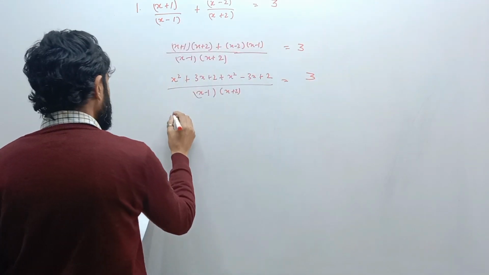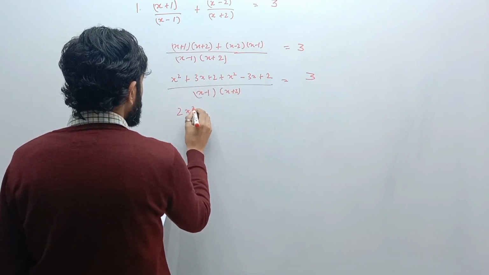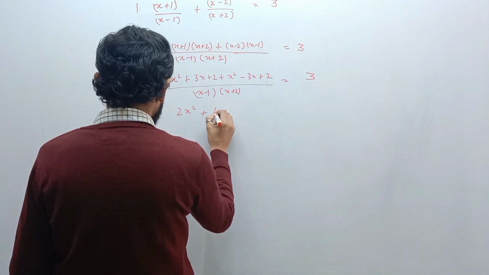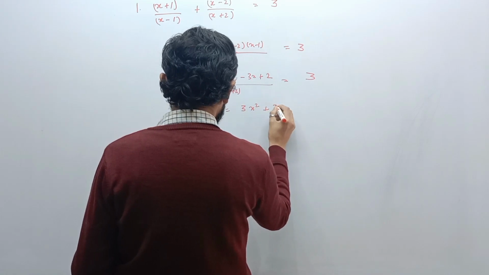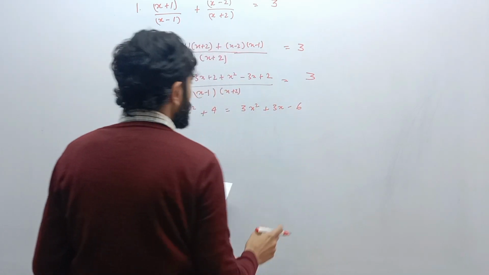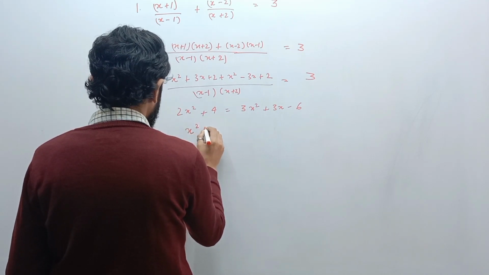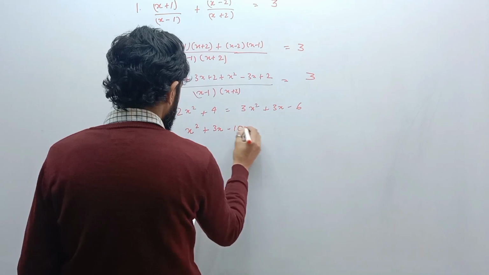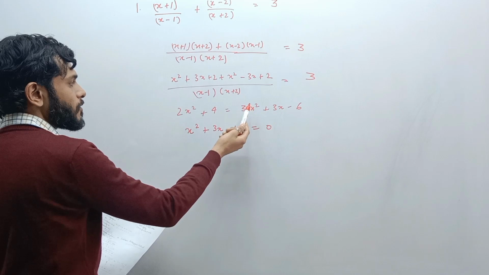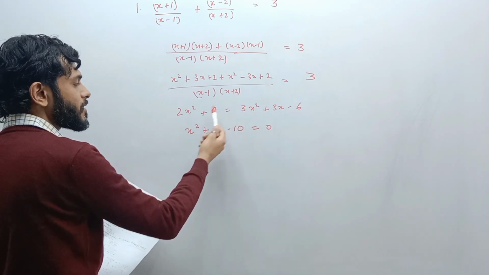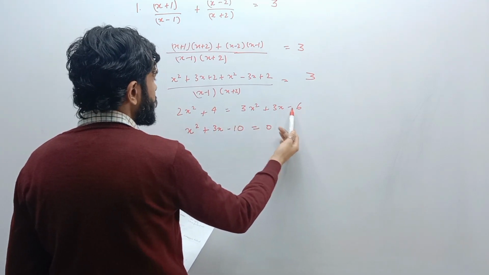Now on cross multiplication and simplifying the values, we get 2x square plus 4 is equal to 3x square plus 3x minus 6. Now taking all the terms on the left side, it becomes x square plus 3x minus 10 is equal to 0. It is important to note that while transferring from the right hand side to the left hand side, the signs get reversed. If it is positive, it becomes negative, and if it is negative, it becomes positive.